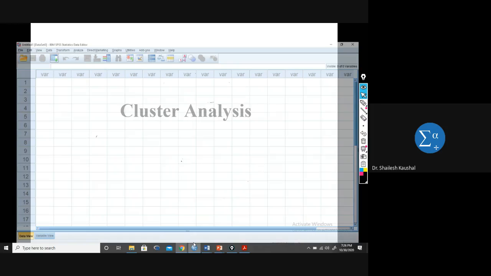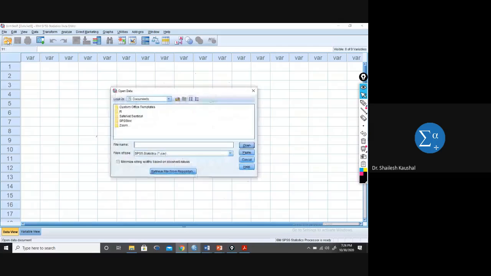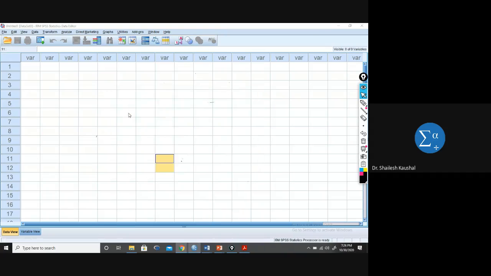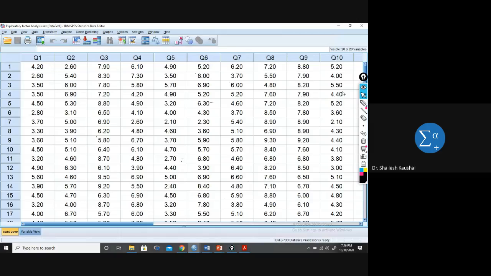Can you see this particular slide? The SPSS sheet, is it visible? Yes, sir. It is visible, sir. Thank you, sir. Thank you. Exploratory factor analysis. Okay, sir. This case study we can see here, sir.